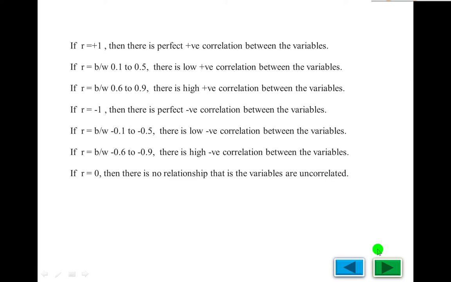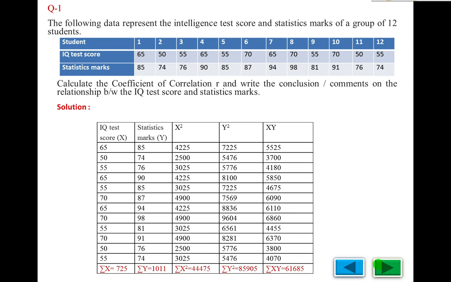Now we will solve the coefficient of correlation using the same example. You have solved this example in a linear regression equation. Variables are given here, the number of students is 1 to 12. The following data represent the intelligence test score and statistics marks of a group of 12 students. IQ test scores are given, statistics marks are given, and statistics mark depends on IQ test. This is the x and this is the y.